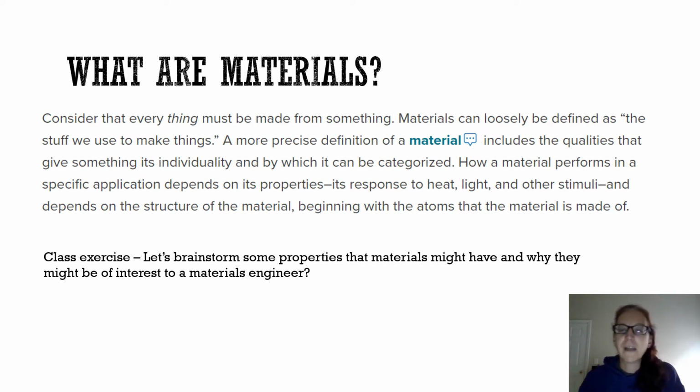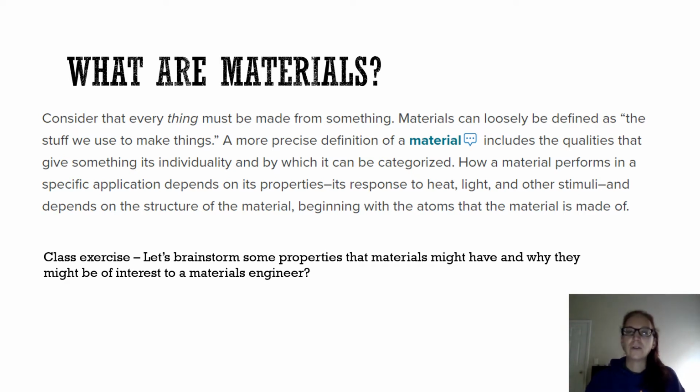A more precise definition of material includes the qualities that give something its individuality and by which it can be categorized. How a material performs in a specific application depends on its properties, its response to heat, light, and other stimuli, and depends on the structure of the material, beginning with the atoms that the material is made out of. So what we'll do in class at this point is stop and brainstorm some properties that materials might have and why they might be of interest to a materials engineer.